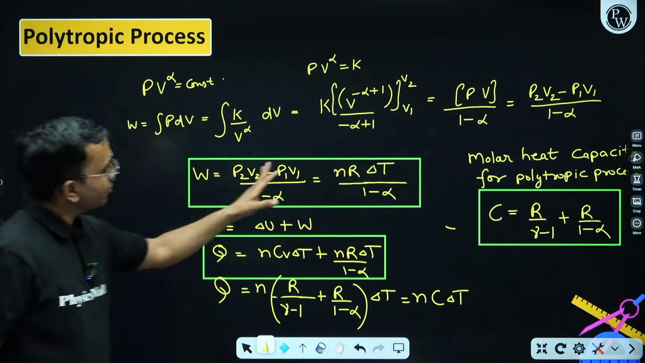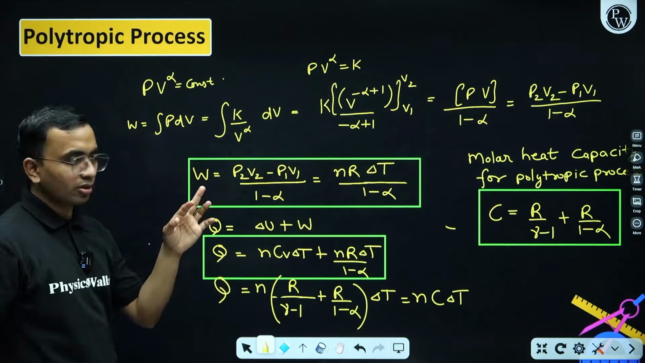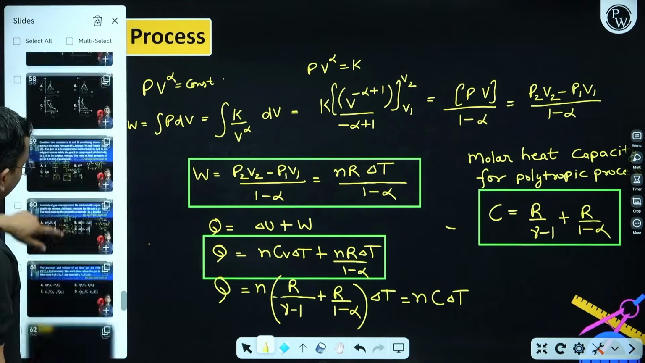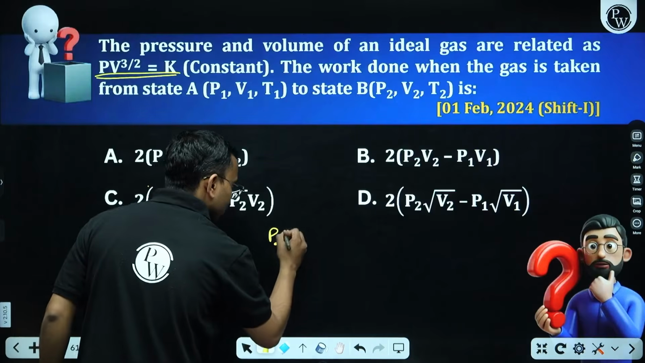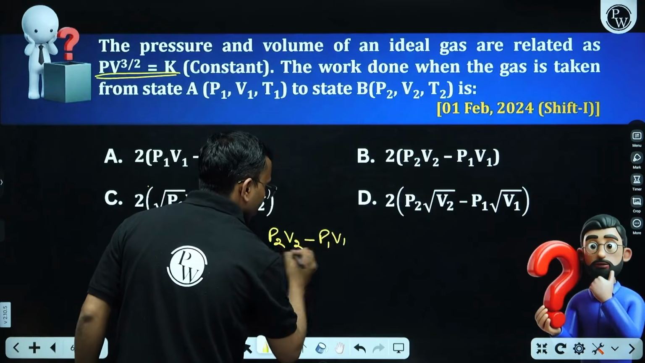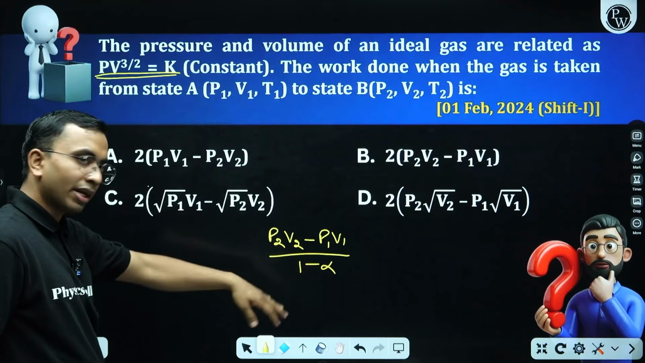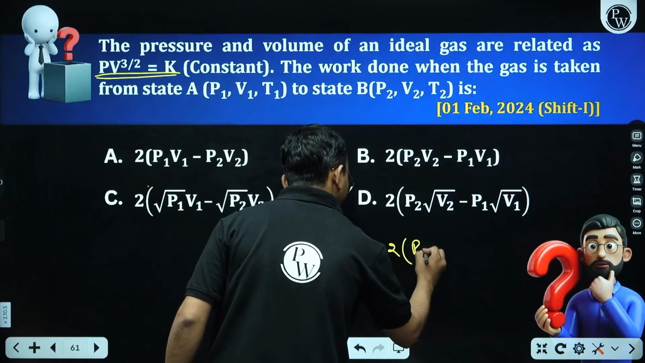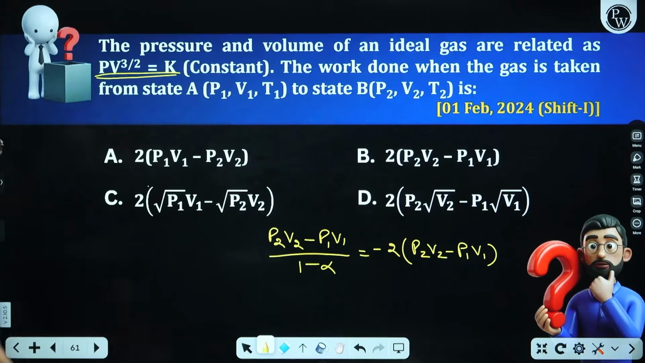Work done is nR delta T upon 1 minus alpha. But here they are given pressures and volumes. So P2 V2 minus P1 V1 divided by 1 minus alpha. Now alpha is 3/2, so 1 minus 3/2 is minus 1/2. So minus 2 will go in the numerator, so I will say that is twice of P1 V1 minus P2 V2.